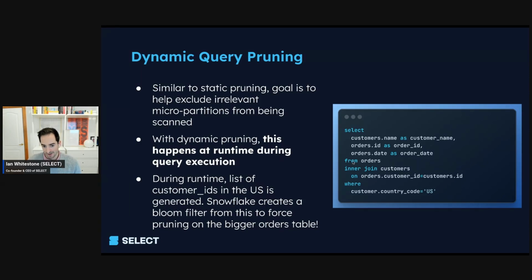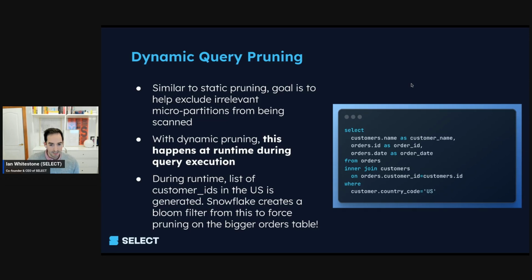So if we look at this example where I have a big orders table being joined to maybe a smaller customers table with a filter on a country code of US, what Snowflake will do during runtime is say, hey, what is the list of customer IDs that have country code equal to US? And then it will create what's called a Bloom filter, which is just a special type of filter that's really space efficient. And you can use that filter to do pruning based on this subset of customer IDs on the orders table.